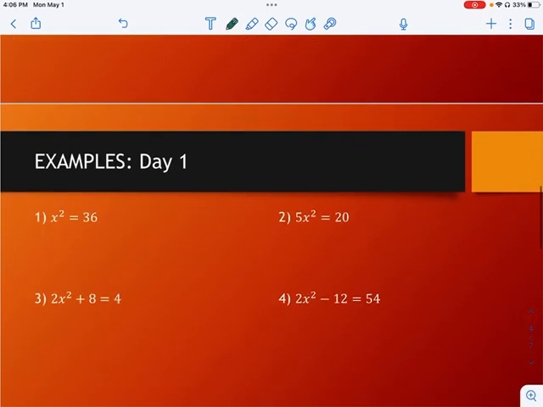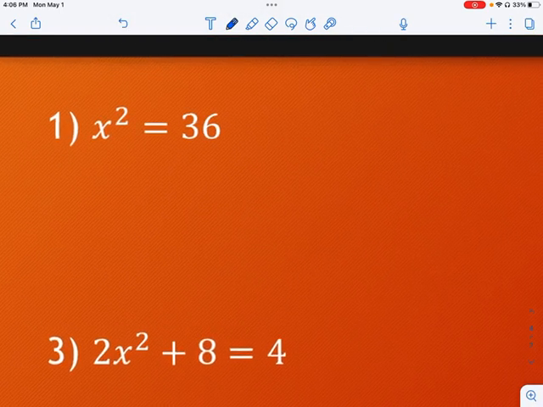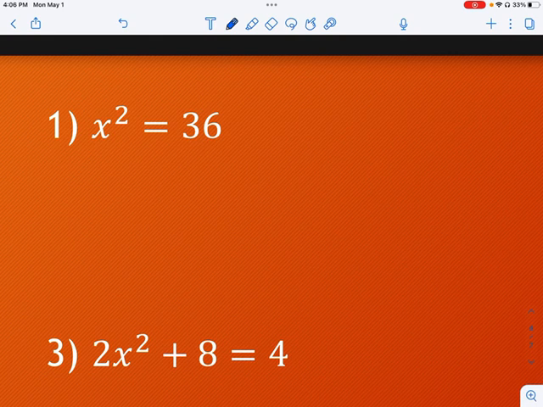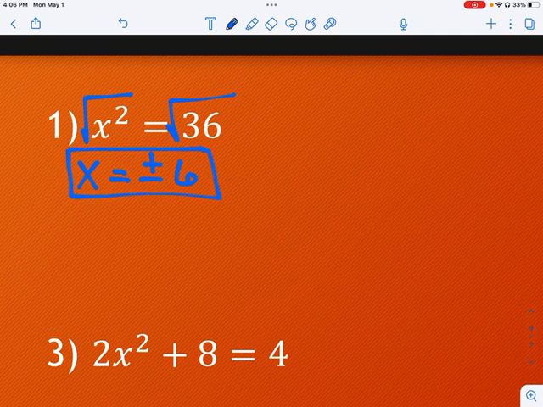All right, so what we're going to do now is let's try a couple. So we start here at number 1. It says x squared is equal to 36. My x is already isolated, so I'm going to take the square root of both sides. And that would give me x is equal to plus or minus 6. And that would be our solution.